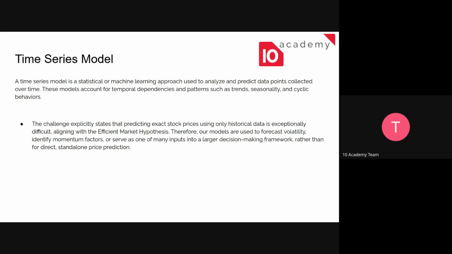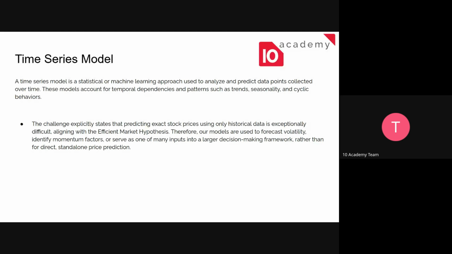Okay, so what is a time series model? A time series model is a statistical or machine learning approach used to analyze and predict data points collected over time. These models account for temporal dependencies and patterns such as trend, seasonality, and cyclic behavior. So when we say it is a model, we're saying it is some kind of machine learning model that is used to predict something.